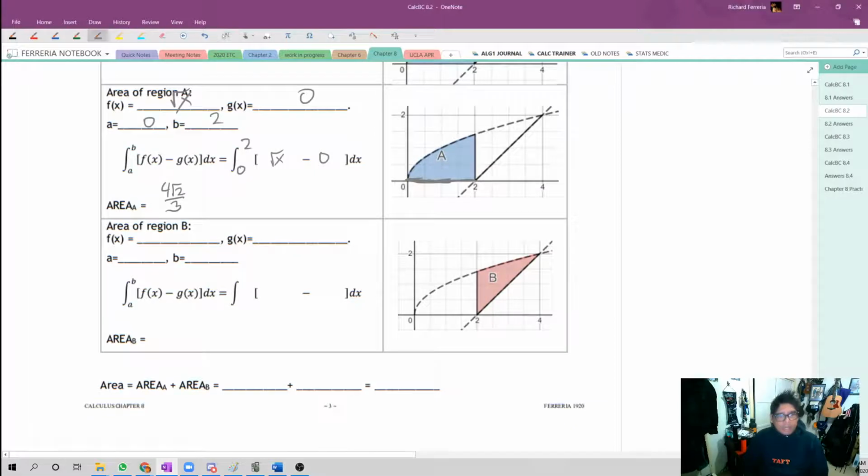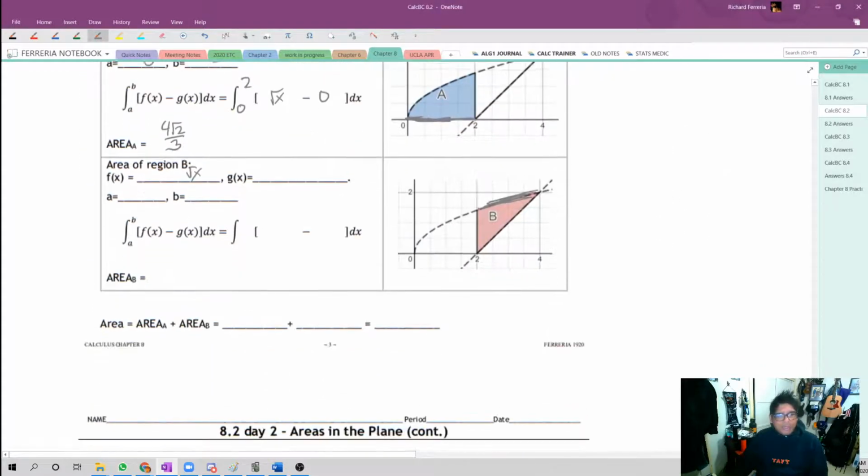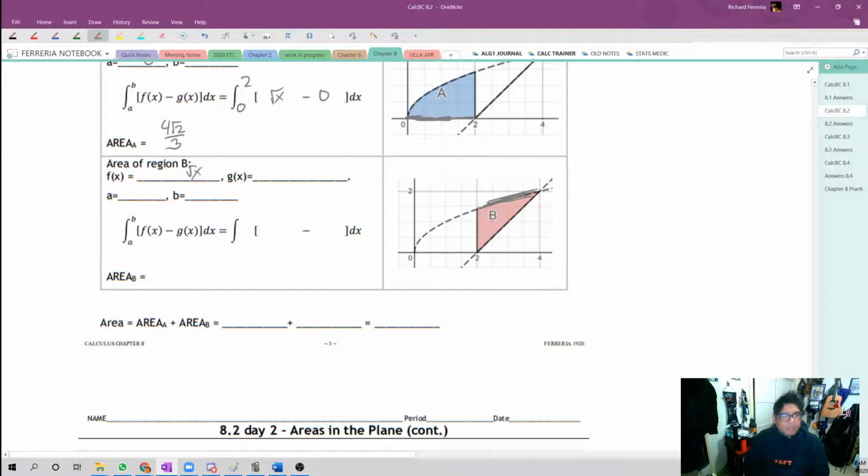Region B, let's take a look. That top curve right here, that's root x. That bottom curve, that was x minus 2. It's nice to think in terms of this is the linear curve, so we know we're looking for a linear function. Lower limit is 2, upper limit is 4.